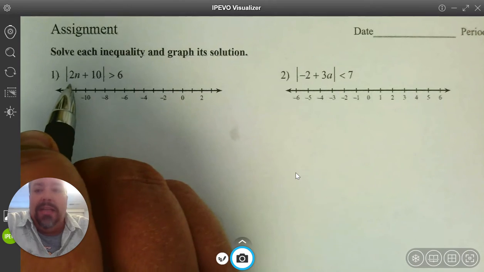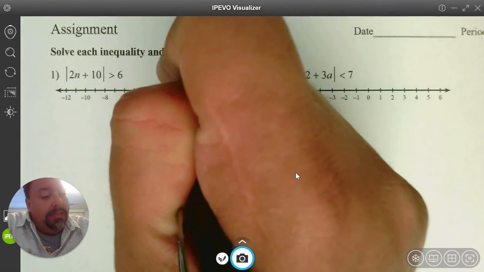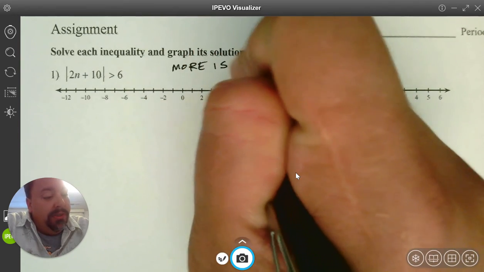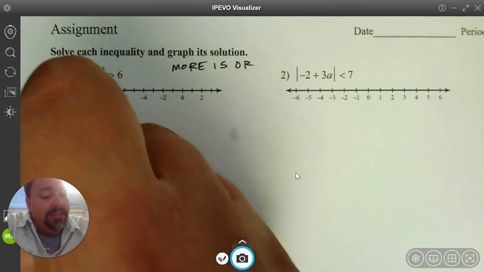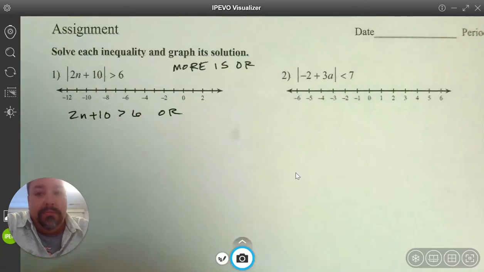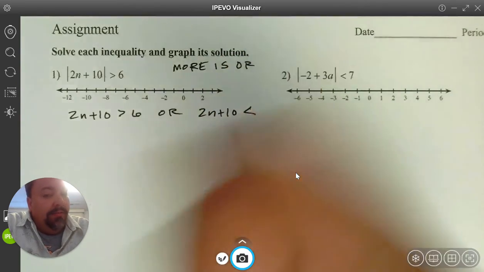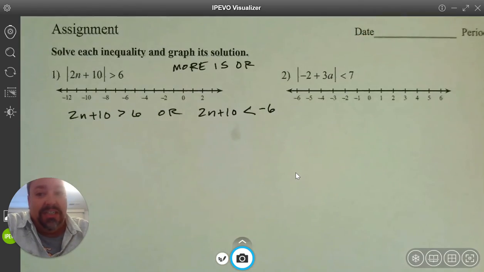So number one, absolute value of 2n plus 10 is greater than 6. And as I said, more is or. This is a more statement. More is or. That means that we are going to set up an or statement. 2n plus 10, drop the bars, greater than 6, or 2n plus 10, flip the sign, make it less than, and take the opposite, negative 6.